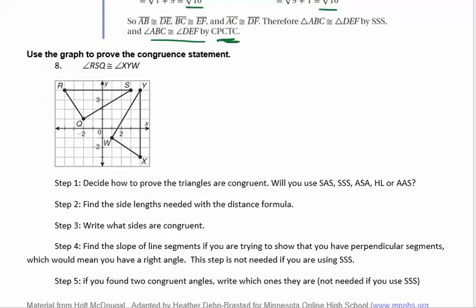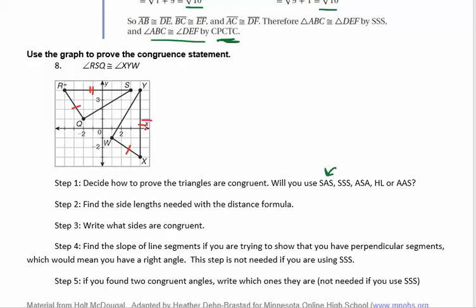Now, you may be able to use SAS if you could show that these two lines, RQ and SQ, are perpendicular. Then you would have that this angle, and then you would just need this side and this side. Or, if you do have right angles, you could use HL. You could show that one of the legs and the hypotenuse is congruent to one of the legs and the hypotenuse.